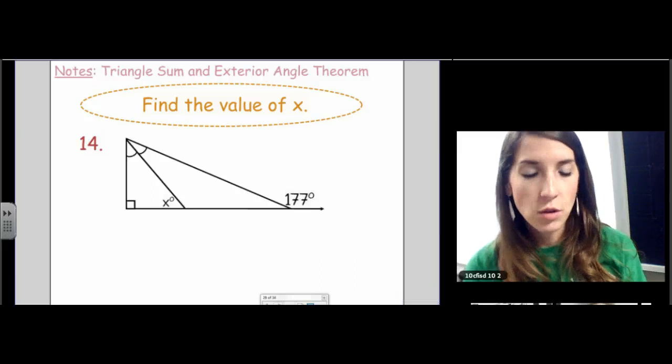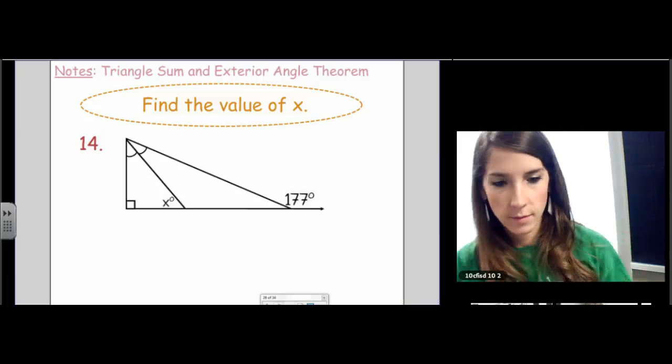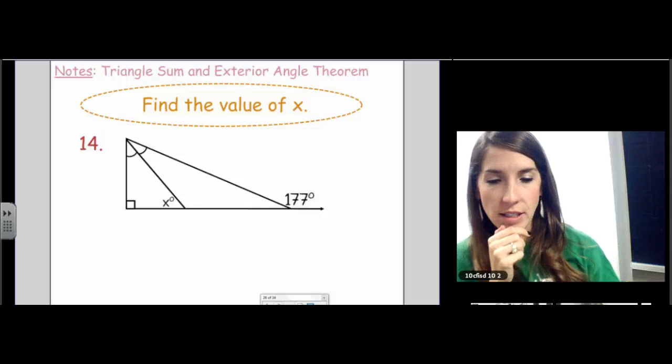Yes, that's what I was saying, Alton. You could have done the linear pair. Yes, you could have. I know we're already getting close on time, so I'm going to go ahead and start talking about this one.